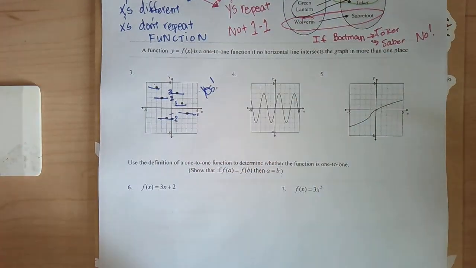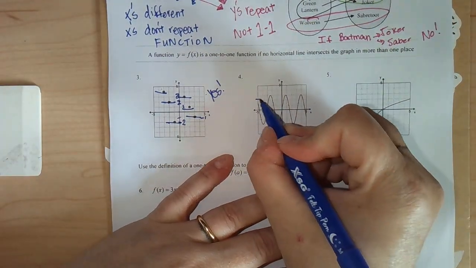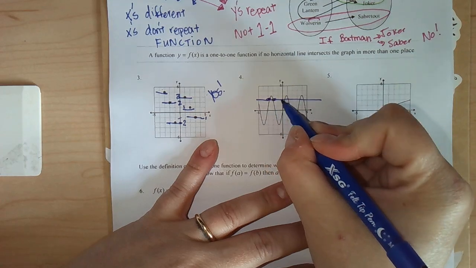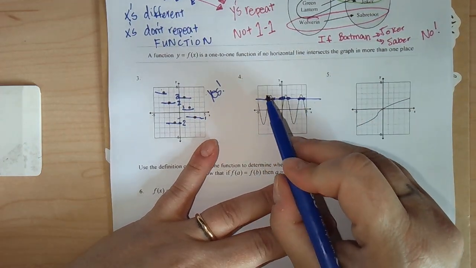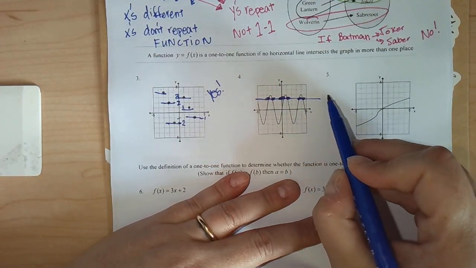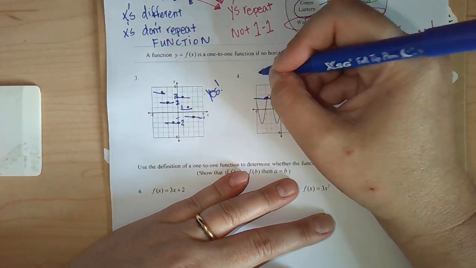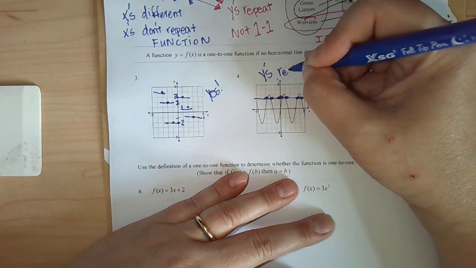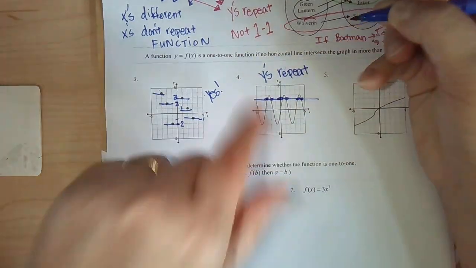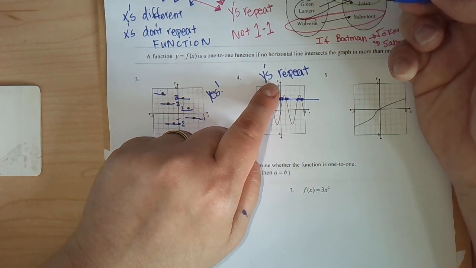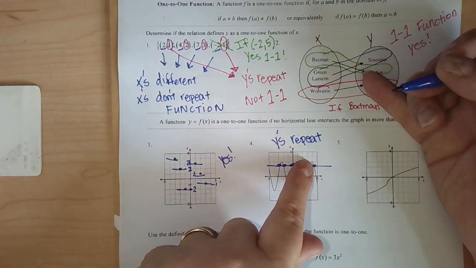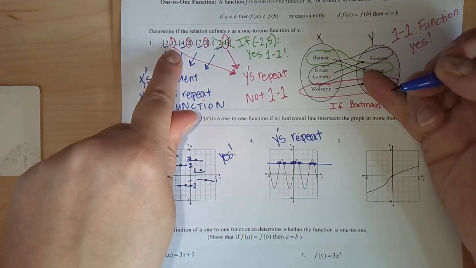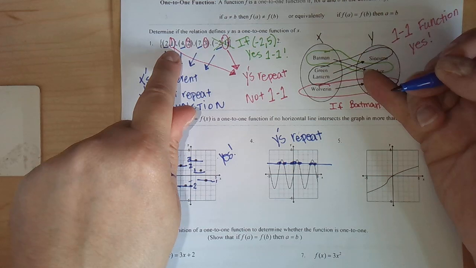Okay, let's look at number 4. We're going to draw a horizontal line. Look at all these same y values. So this means the y's repeat. And remember, to be a 1-to-1 function, there can only be one x value with one y value. Nothing can repeat.